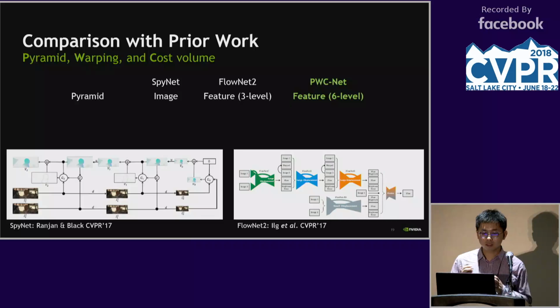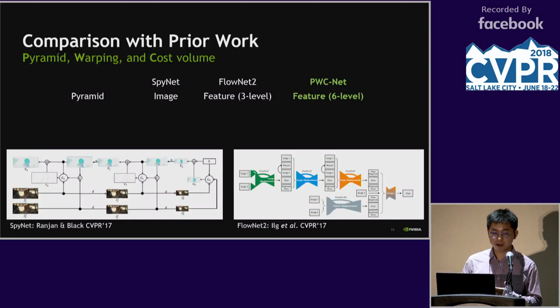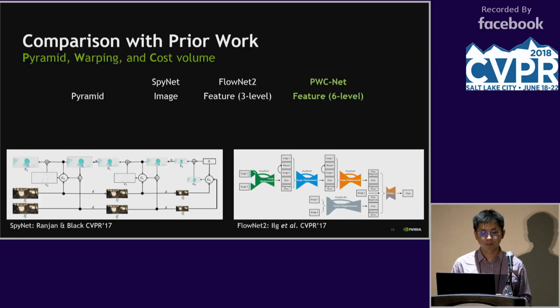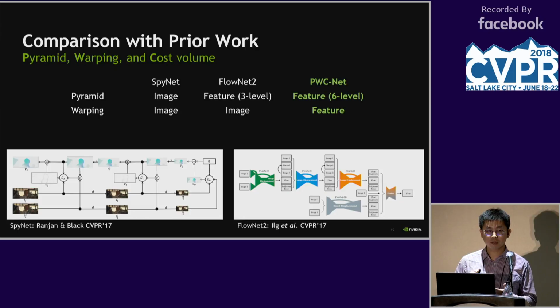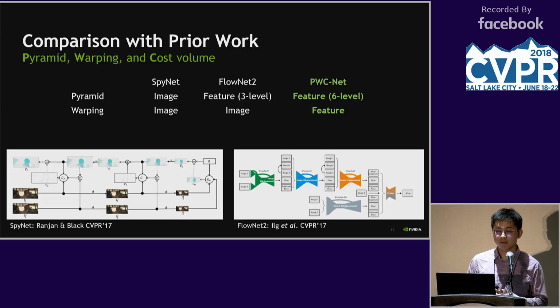And now I'm going to make a comparison with prior work that also used some of the same principles, but in a different way. For example, SpyNet built an image pyramid. And FlowNet2 used a 3-level feature pyramid in the first module of its big network, that's FlowNetC. But PWC-Net used a much deeper 6-level feature pyramid. And second, warping: SpyNet and FlowNet2 apply warping to the image. But PWC-Net warps the features so that the information can better propagate through the whole feature pyramid.